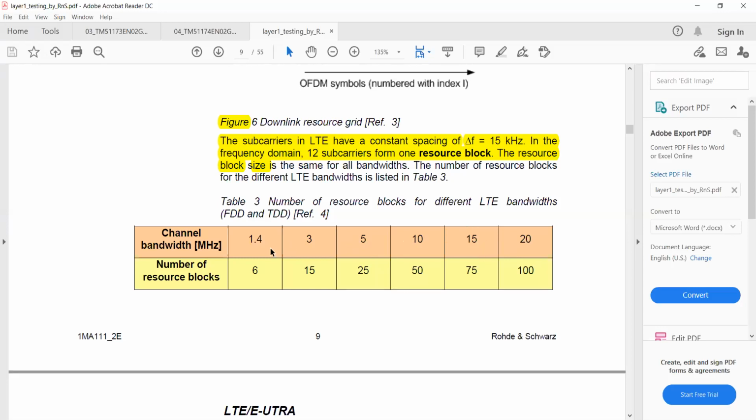For the guard period of 1.4 megahertz, I'm not exactly sure how it is calculated. I will let you know tomorrow. Okay, no issue. Generally, for 20 megahertz, this is how it is calculated. So you can note down this RB allocation for different bandwidths.